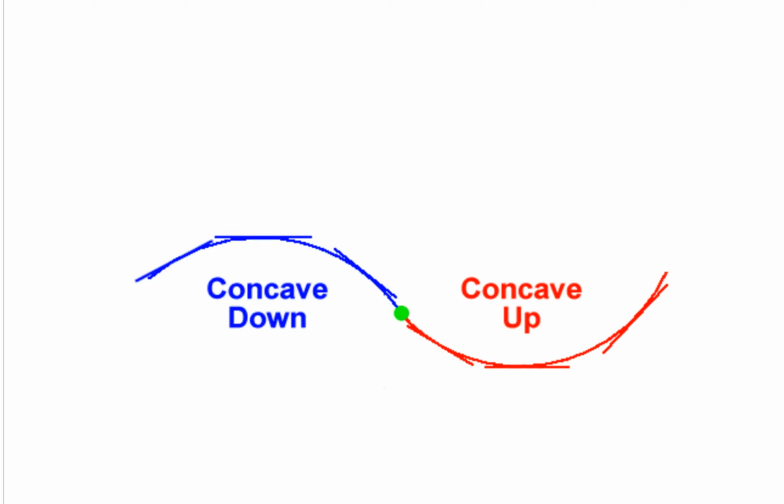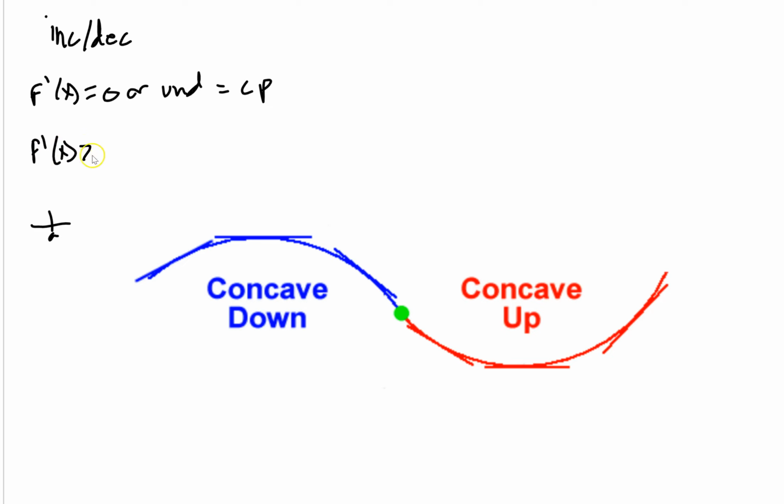Well, let's backtrack a little bit. In our last lesson, we talked about increasing and decreasing functions. And that all came from the first derivative. We said the first derivative equal to 0 or undefined gave us our critical points. Then we did a sign chart at the critical points. If your first derivative was greater than 0, it's increasing. If it's less than 0, it's decreasing. That's how you could tell increasing or decreasing using the first derivative.